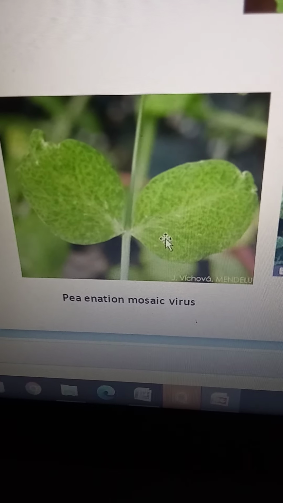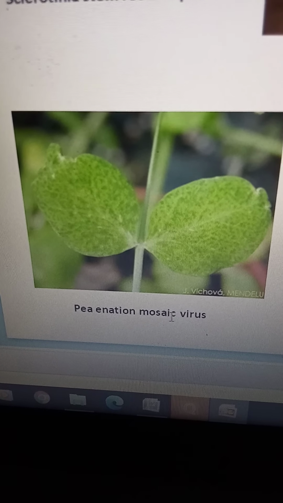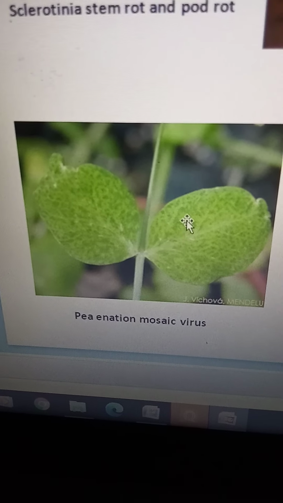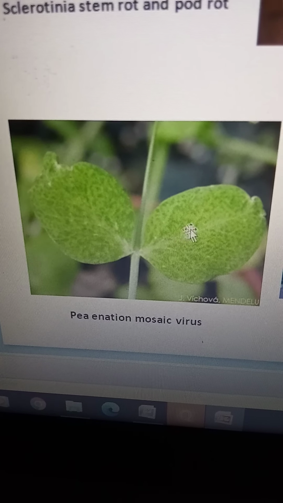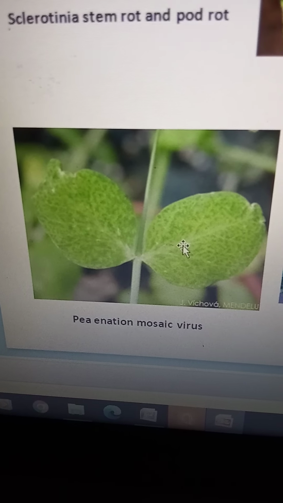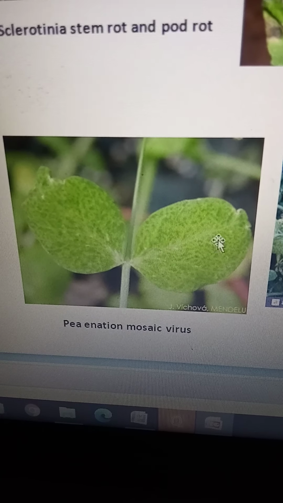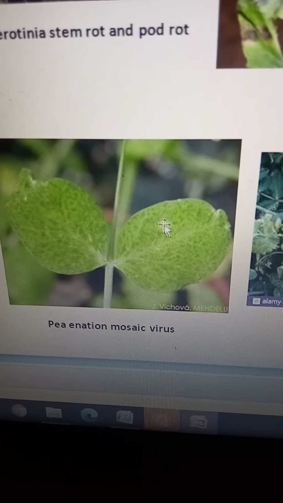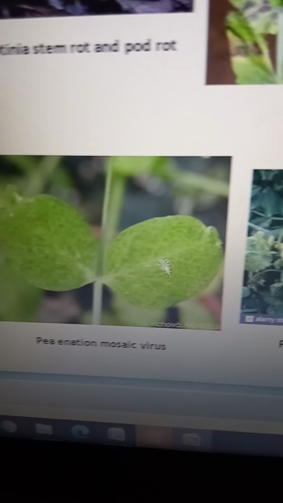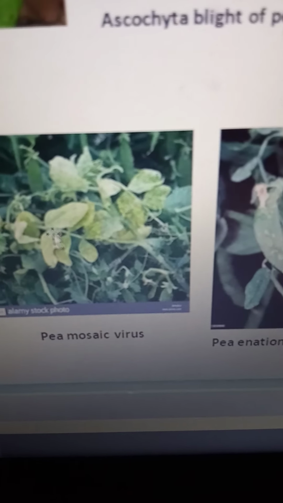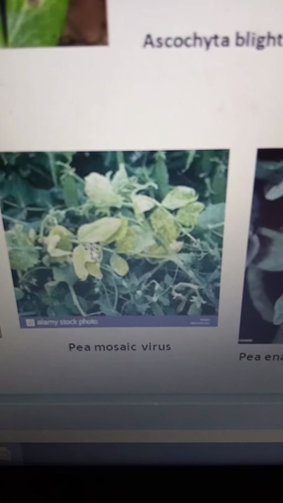And among the virus diseases, this pea enation mosaic virus is very common, which is a mixing of light green and dark green areas on the pea leaf. The veins will be light in color mixed with dark green areas. And this is pea mosaic virus. All the veins will become yellow in color.